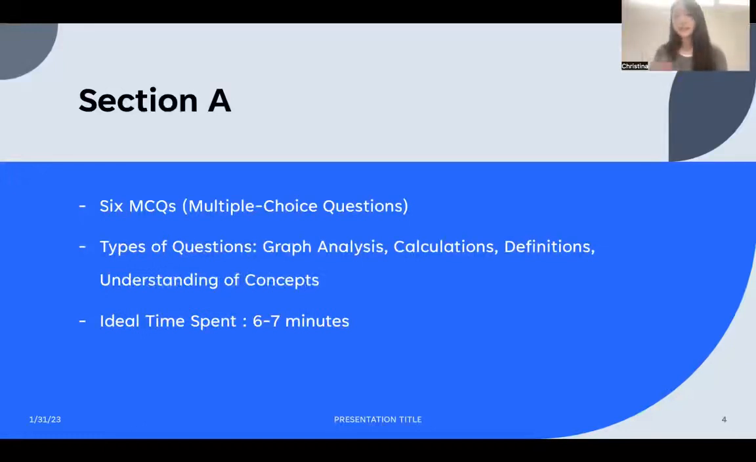Yes, as I said, ideal time spent 6 to 7 minutes. There's really nothing that we can do more than to really just master the concept and go into the exam knowing that you have 6 MCQs that you have to solve in about 6 to 7 minutes, right?